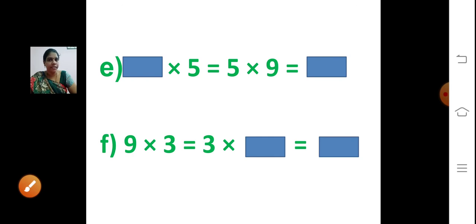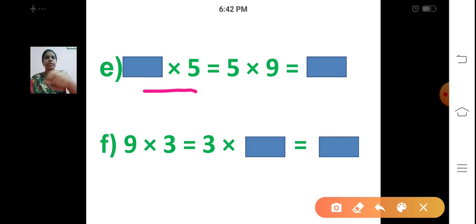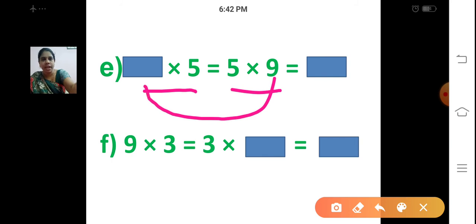Dash into 5 is equal to 9 into 5. Sorry, 5 into 9. Dash into 5 is equal to 5 into 9. So we know this 5 into 9. Just change the order: 9 into 5, right? 9 into 5 is equal to 5 into 9.